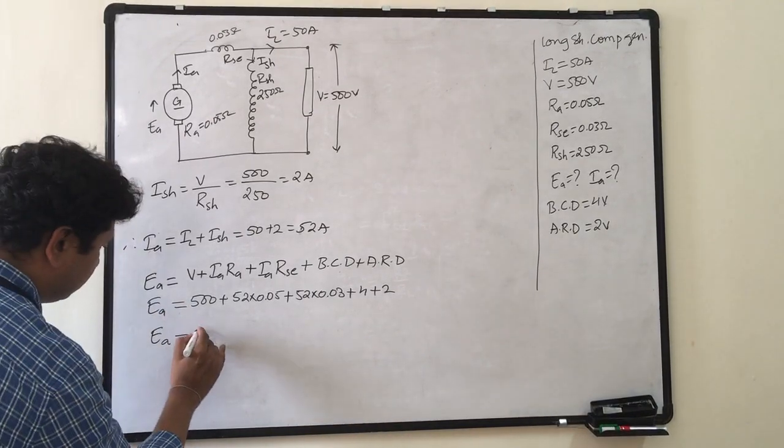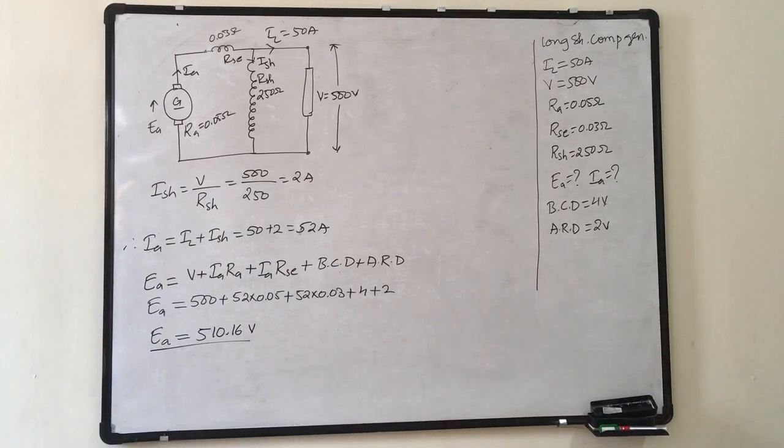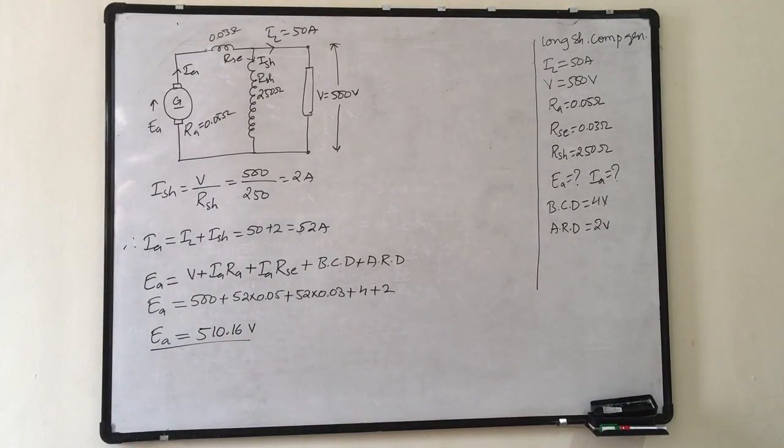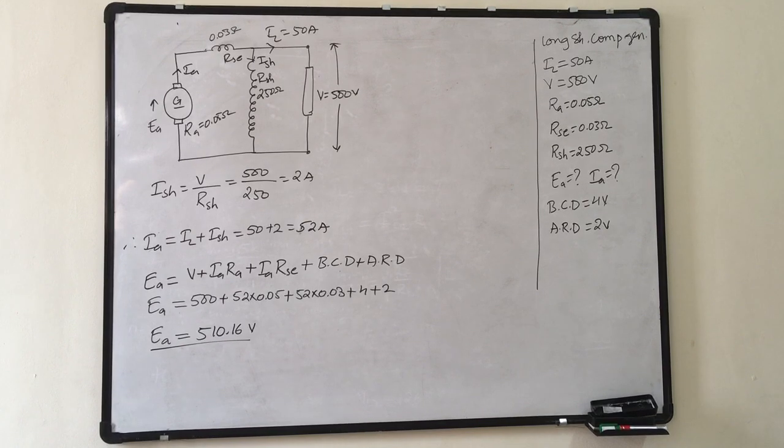So that comes out to be 5.16. So this is the generated voltage. Okay. So this is how we have to reach the solution of DC machine problems.